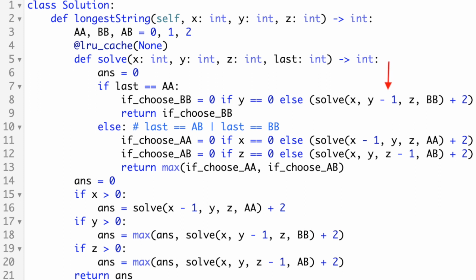So we change the state to solve x, y minus 1, z, and BB. Of course, if we have used up all the BBs, it means y will be 0, so in that case, we cannot do y minus 1, so we simply return 0 here. Notice if we previously ended at AB or BB, then they have the same options. Either can append AB or AA. We can group these two into one block, therefore. Lastly, just consider all 3 starting points and choose the maximum one to return as the answer.